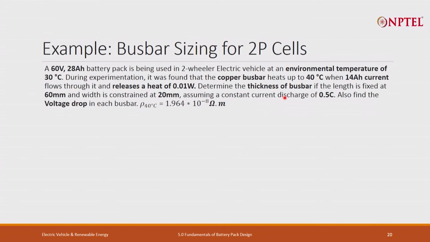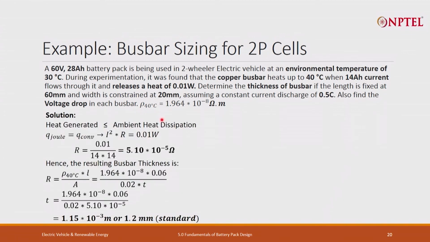So, assuming a constant current discharge of 0.5 C, that is nothing but 14 A. Also find the voltage drop in each bus bar at 40 degrees centigrade. The resistivity at 40 degrees centigrade is given directly. So, simple: heat generated should be less than the ambient heat dissipation. So, for the equilibrium condition, Q joule is equal to Q convection, and that is I square R, and that has been given as 0.01 watt.